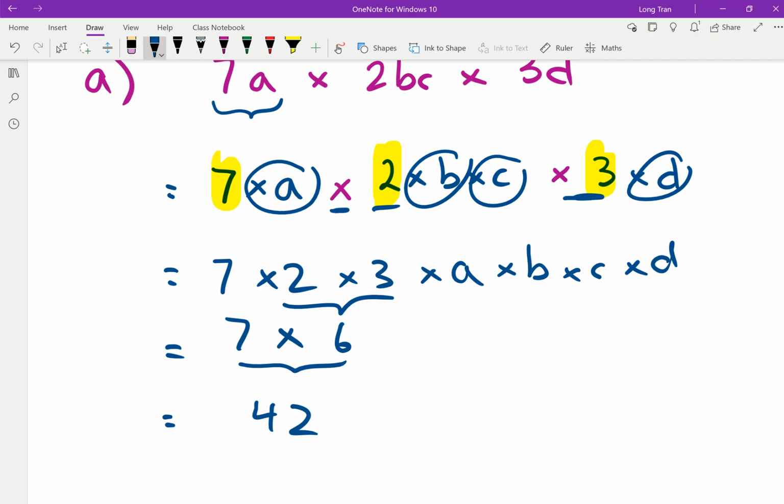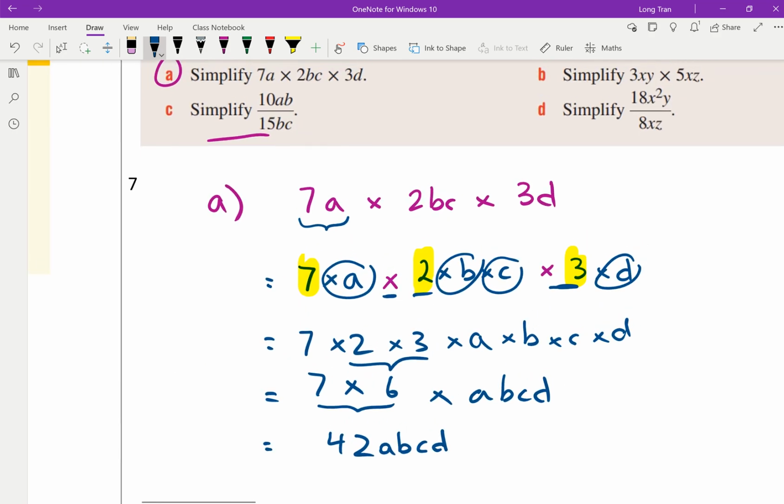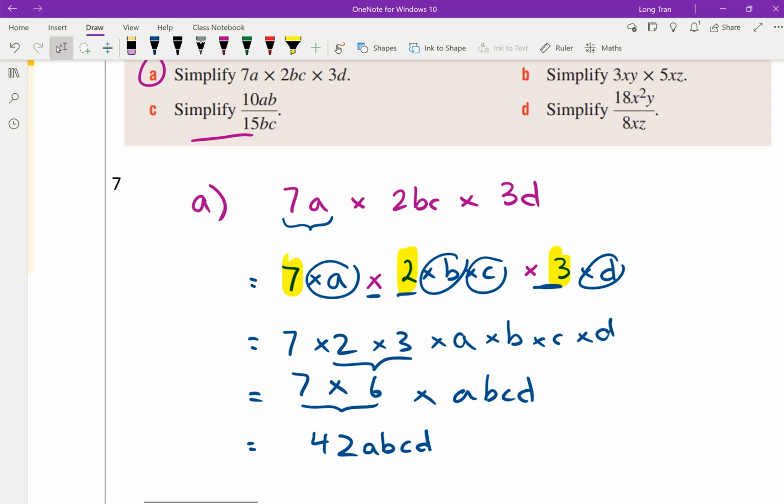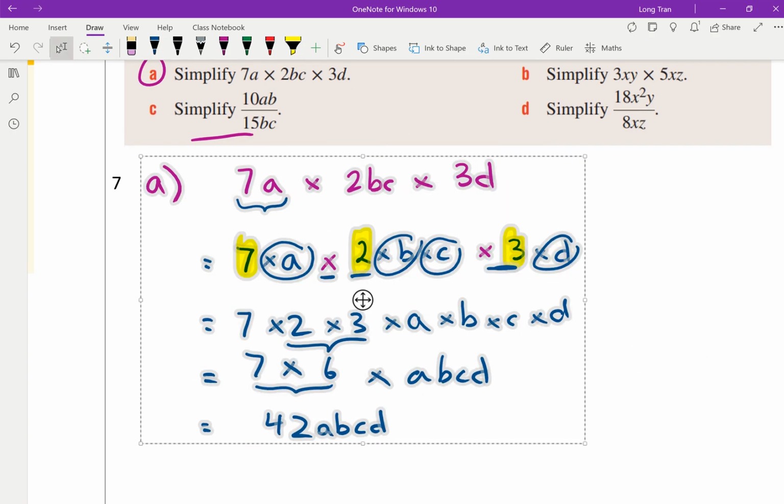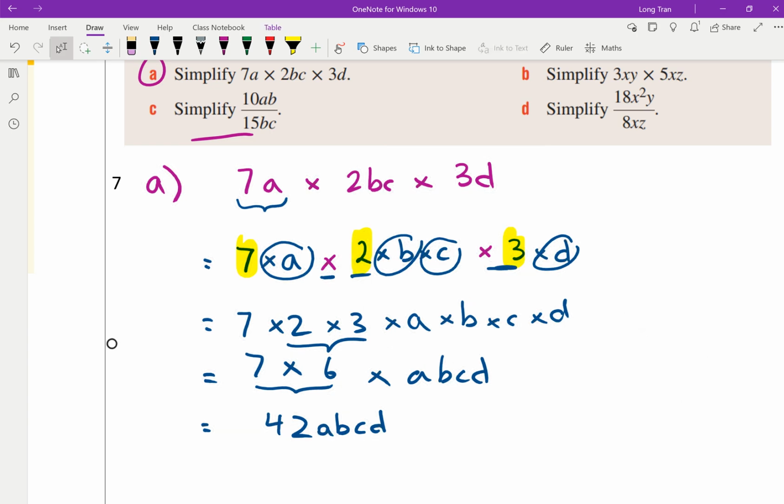Now, I don't know what A times B times C times D is. You just write ABCD because we're too lazy to write the times. Very good, Keeper. There you go. So that is multiplication. Be careful with the squares and indices. That's the only thing you have to be careful of. I'll make a video for this as well, but that's the difference between 5D and 5C.